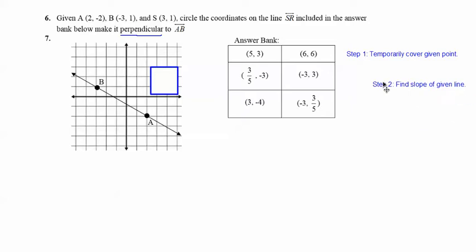After that, I'm going to find the slope of the given line, line AB. So you're going to pick 2 points that are on good intersections. For example, we can use A and B. And to find the slope, we do this slope triangle, the rise and the run. I can see that my slope is going from B to A. I would go down 3, so that would be a -3, and I would go over to the right 5, so that's a +5.